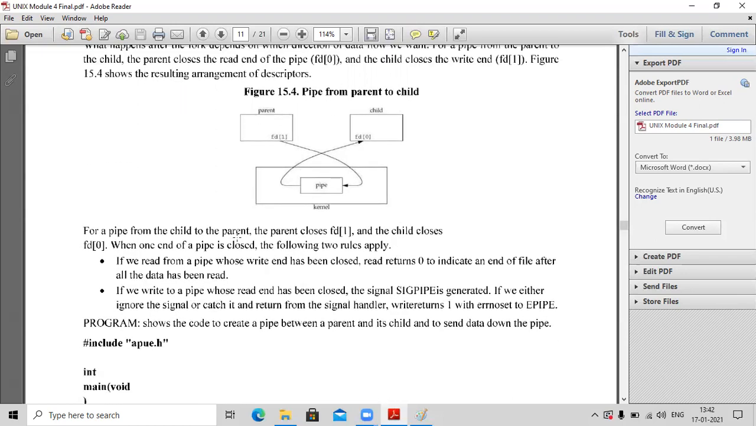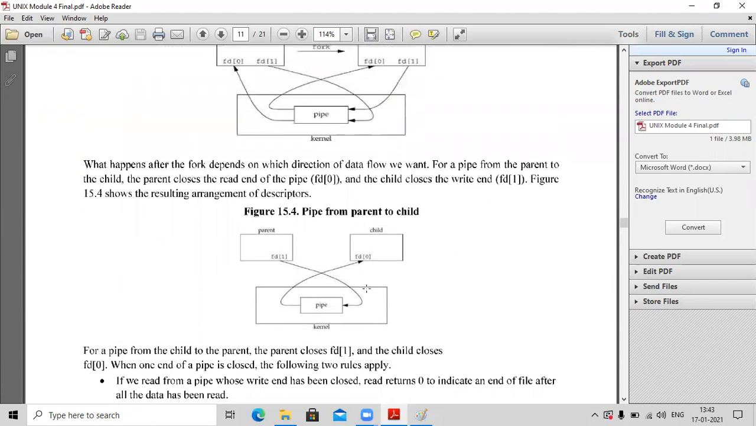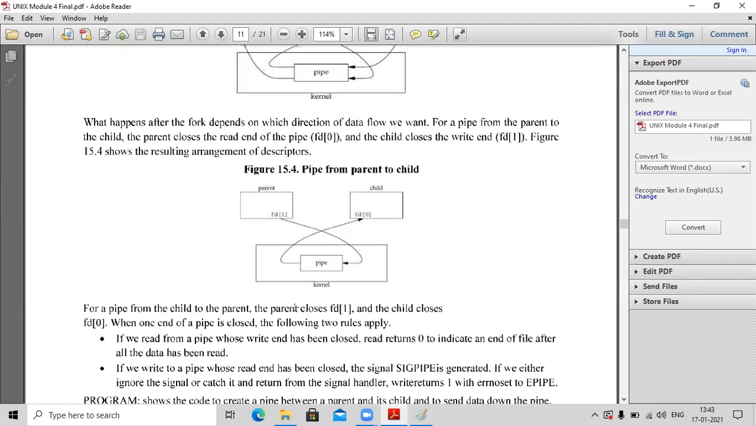So for a pipe from parent to child, the parent closes file descriptor 1. The opposite: if a child wants to write something to the pipe, it will write to file descriptor 1, which will be copied to the pipe. Then the parent, through file descriptor 0, will read the content. At that time, the parent's FD 1 will be closed and the child's FD 0 will be closed, because through the child you are writing, so the read end gets closed. So for a pipe from child to parent, the parent closes FD1 because it will be reading, so FD0 will be open, and the child closes FD0 because it will be writing.